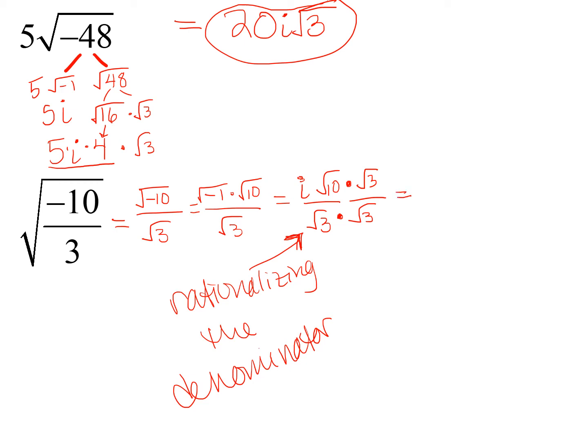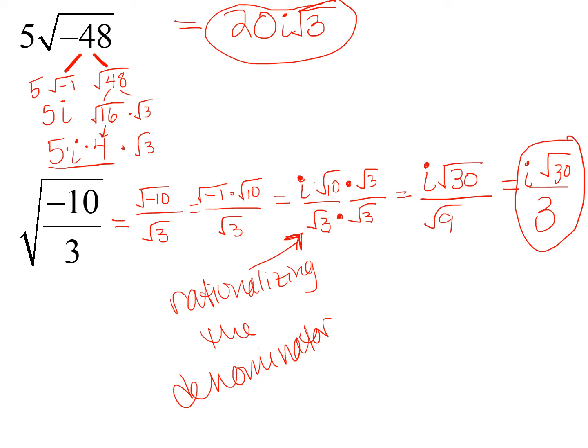So when we multiply across the top, we're saying i times the square root of 10 times the square root of 3. We know that if 10 and 3 are both underneath the radical, we can simplify that into just one square root of 30. And then in the bottom, we have the square root of 3 times the square root of 3. So we can multiply the 3 times the 3, so we get the square root of 9. And we know that the square root of 9 is 3. So my final answer is i square root of 30 all over 3.